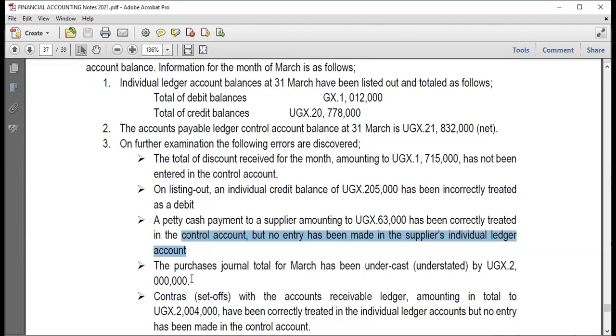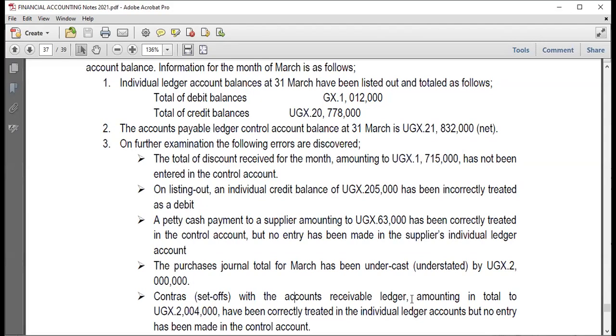And then they are telling us that the purchases journal total for March has been undercast or understated by how much? By 200,000. And then they are also telling us that we have contras, which are also set off between the accounts receivable, okay, with the accounts receivable ledger.